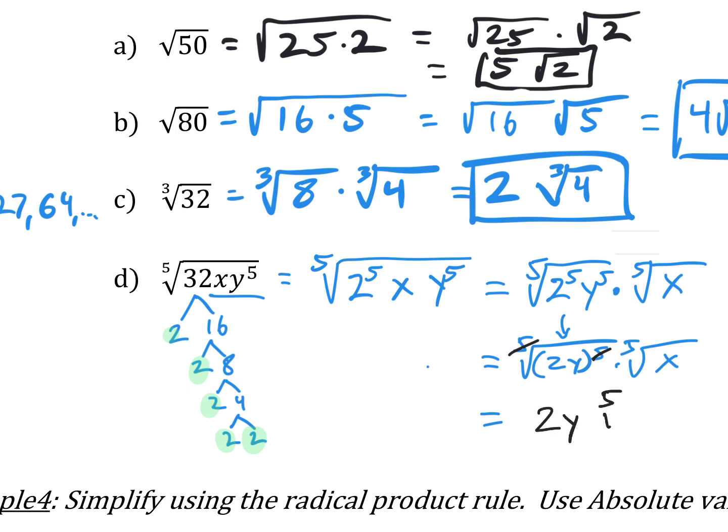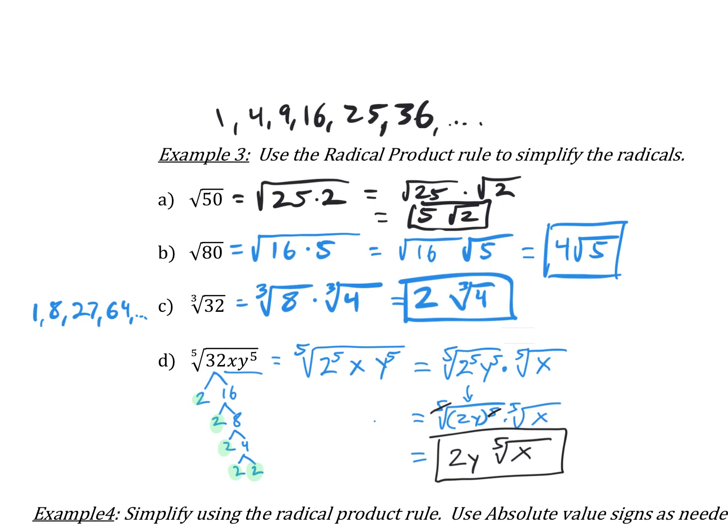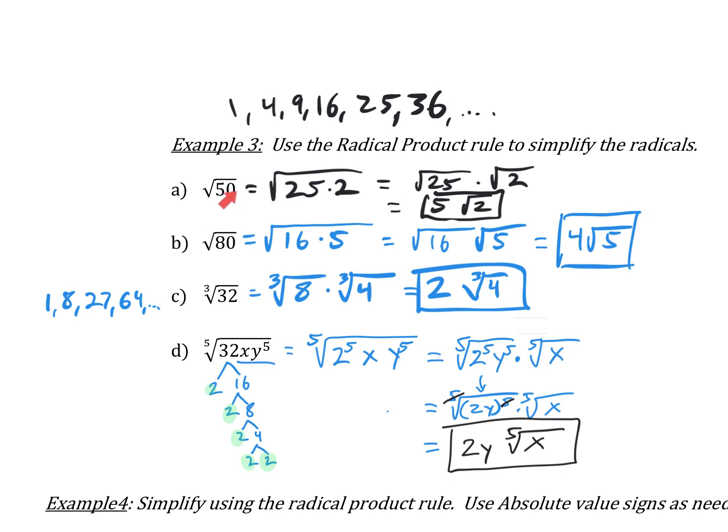Okay? Now, what you'll see if you watch the other example videos from other people there, it's just if we have 5 2's, one of them comes out. If we have 5 y's, one of them comes out. Well, the reason is because there's an inverse operation, and that's important to understand. All right, so that's how you use that radical product rule to simplify when we have numbers and when we have numbers and variables.